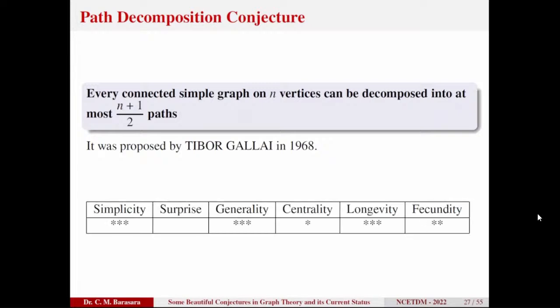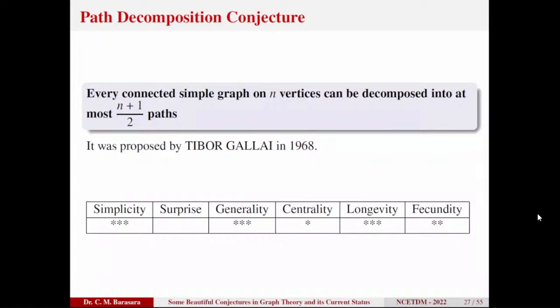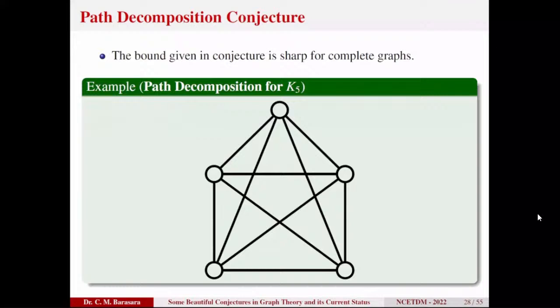On all 6 parameters, it has simplicity 3 stars, generality 3 stars, centrality, longevity, and all this. The bound given in this conjecture is a sharp one, as for the complete graph, the bound has been attained. Now let me show you.